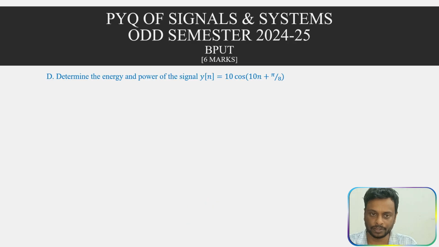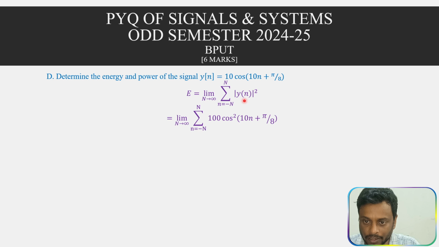Next is the last question we will take. Determine the energy and power of this signal: y of n equals 10 cos of 10n plus pi by 8. The energy formula is this here. This is a discrete time signal. So y of n equals this one, so 100 cos square of 10n plus pi by 8. So that will be infinity.